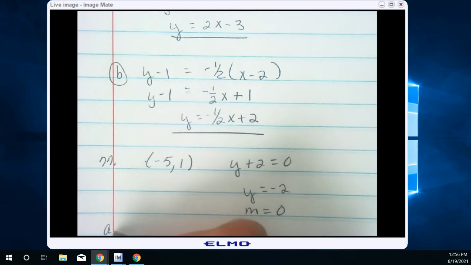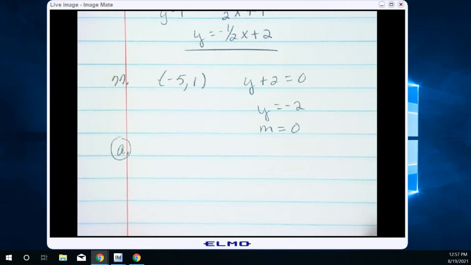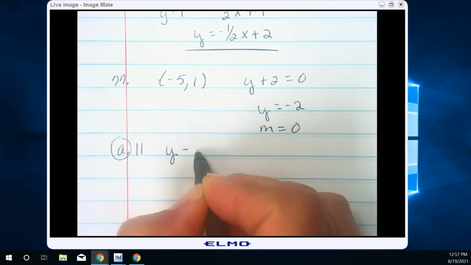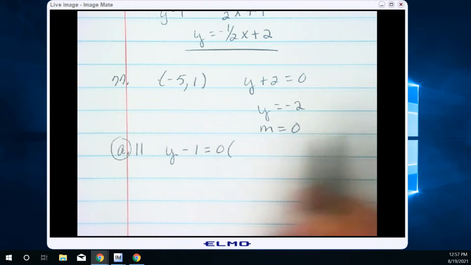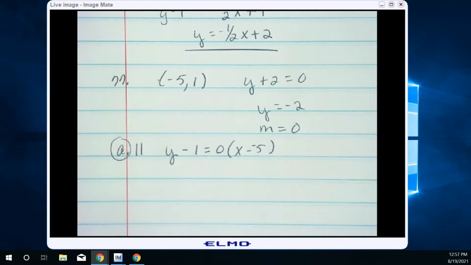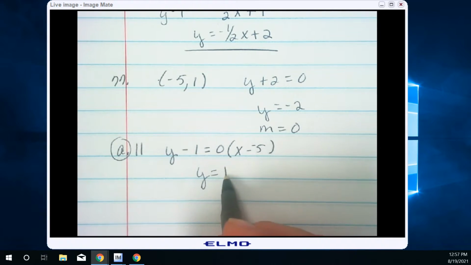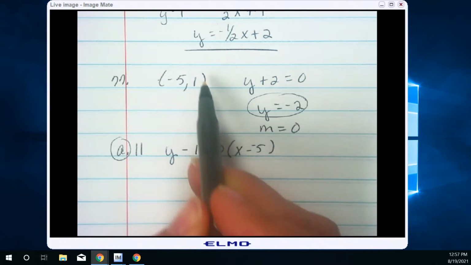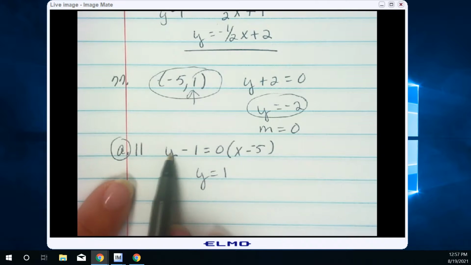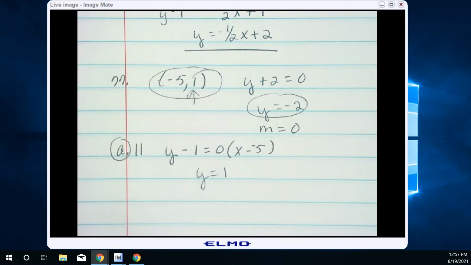So on the a part, parallel, y minus the y, and the slope, x minus the x. 0 times anything is 0. And how many of you knew that if this is a horizontal line and this one is going to be parallel to it, I only needed that one? If you knew that, then this work you didn't have to write. You could just write y equals 1.